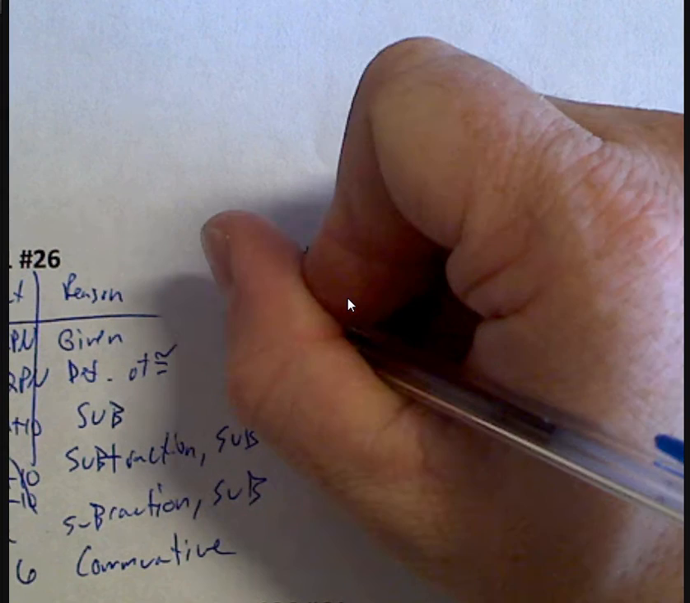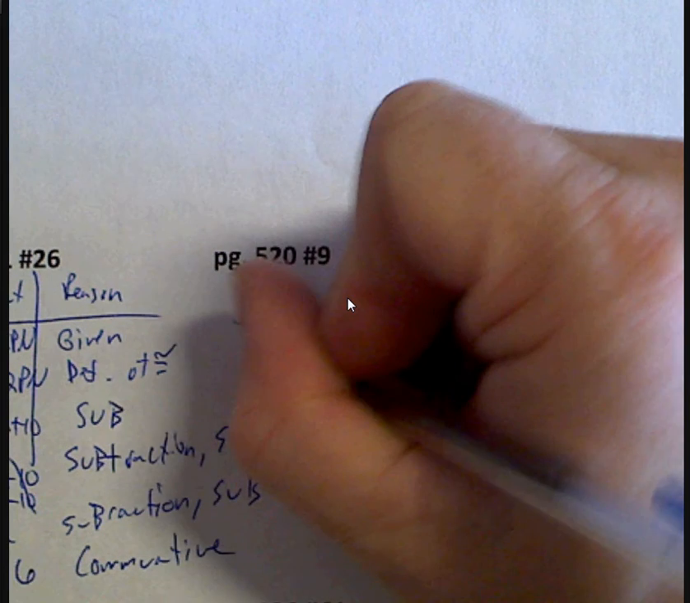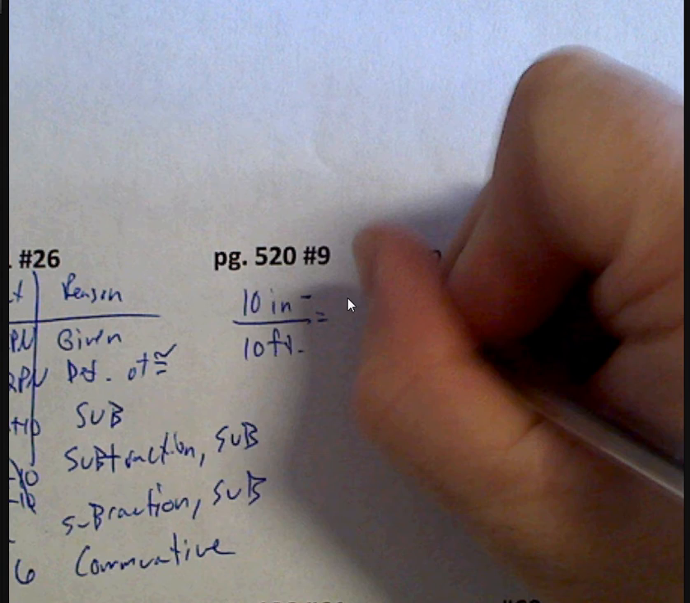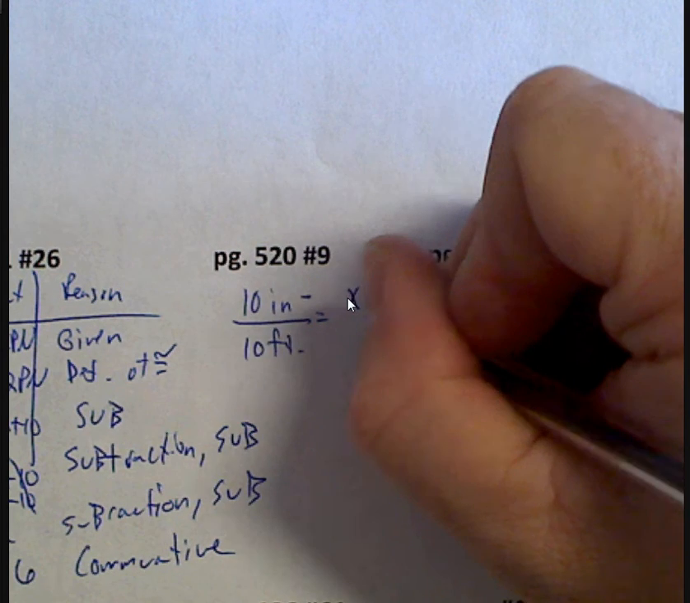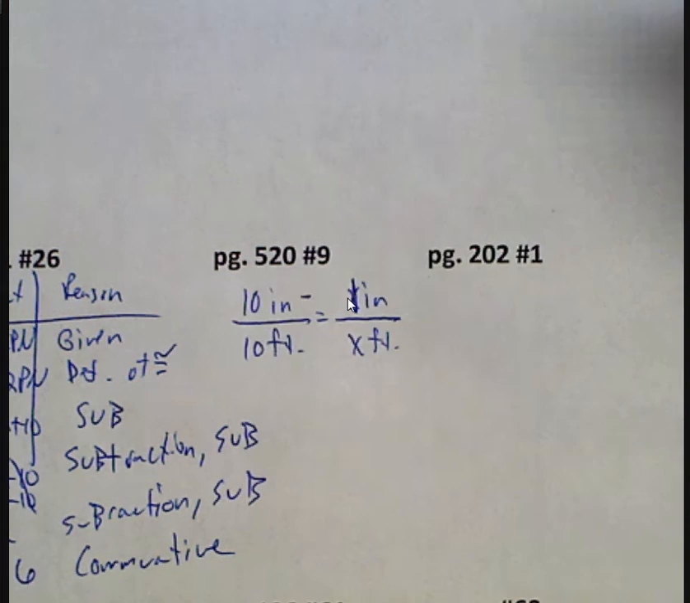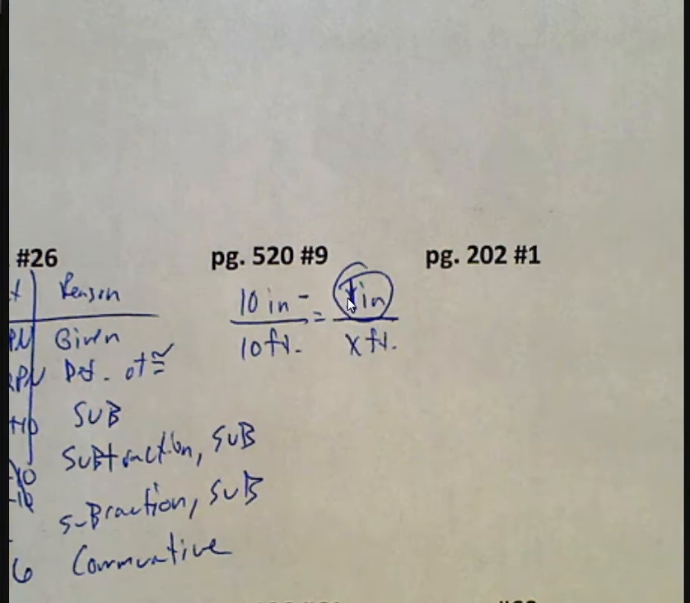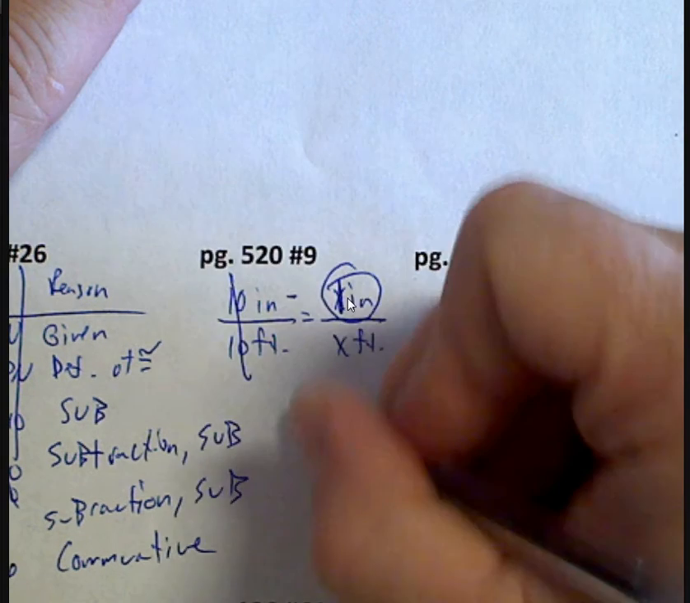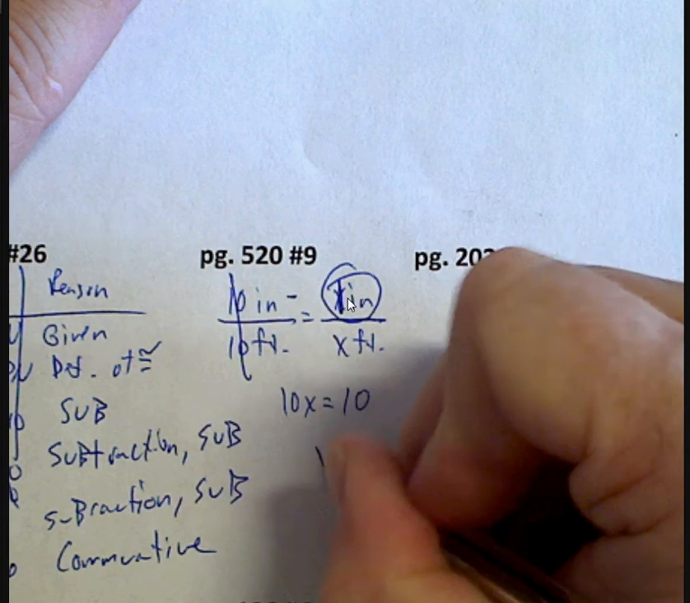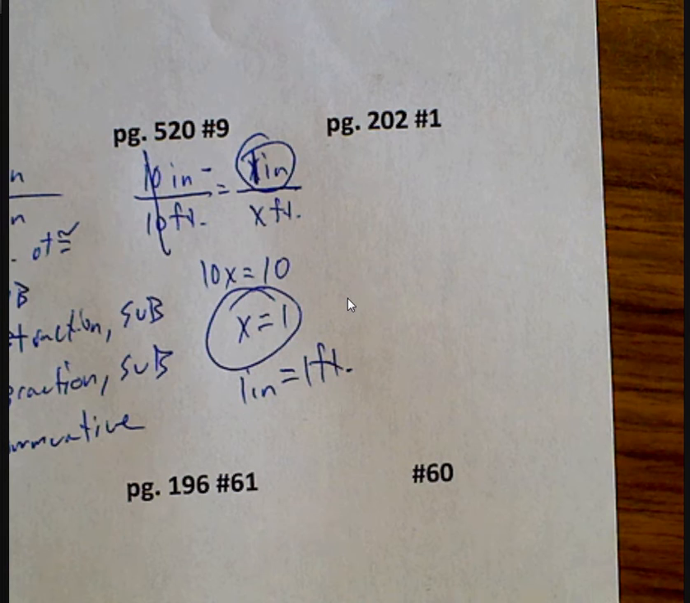So I have to say 10 inches over 10 feet. And how many feet are equal to 1 inch? Because that's what a scale factor is, I have to get the 1. So I can cross multiply: 10x equals 10, so x has to equal 1. So for every inch, we have 1 foot. That's my scale factor.